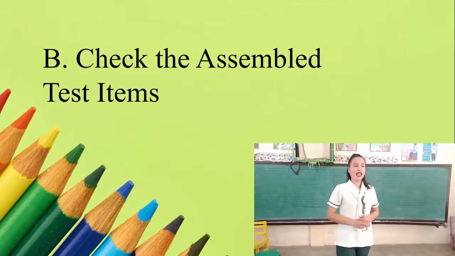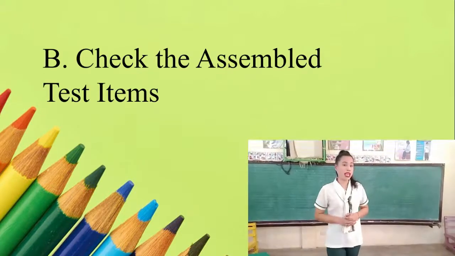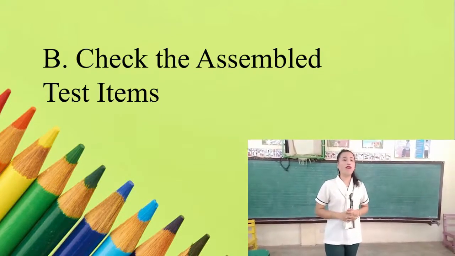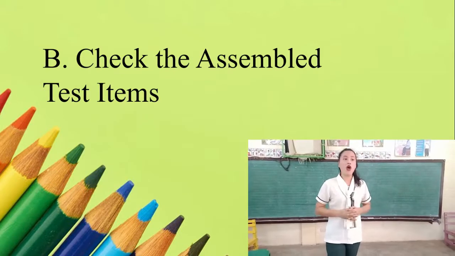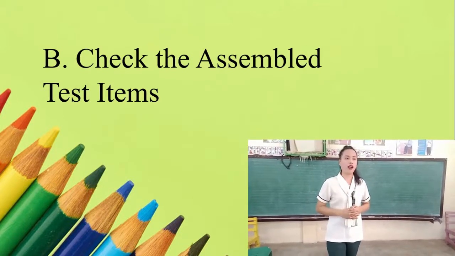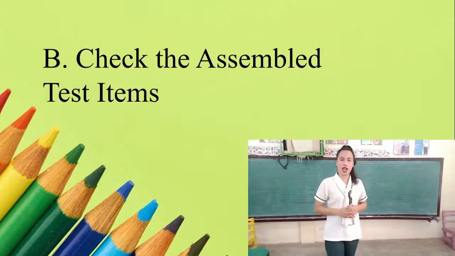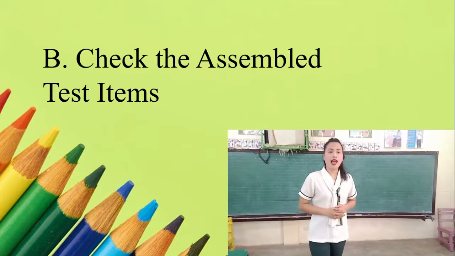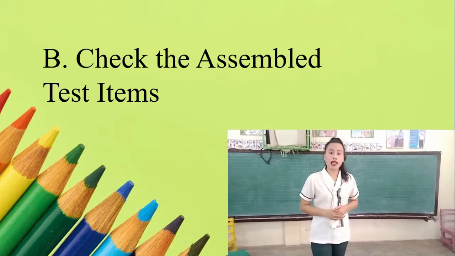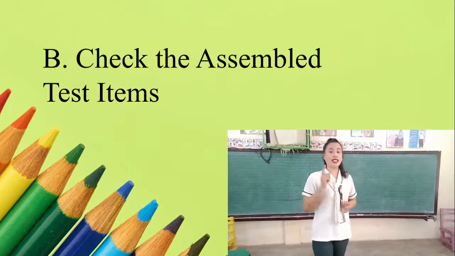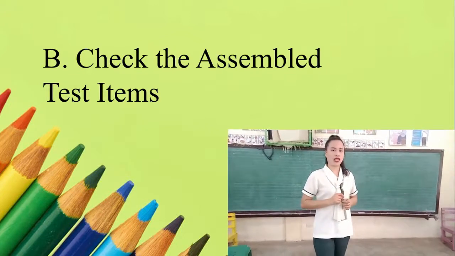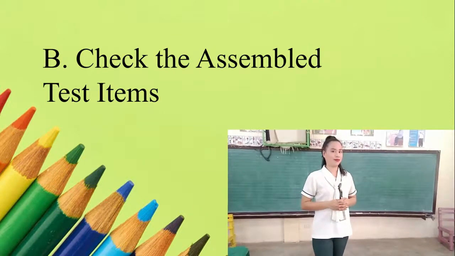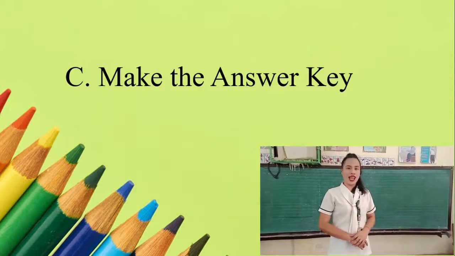Letter B, check the assembled test items, meaning before reproducing the test item, it is important to proofread first the test items for typographical and grammatical errors and make necessary corrections, if any. If possible, let others examine the test to validate its content. This can save time during examination and avoid distraction of the concentration of the students. Letter C, make the answer key.